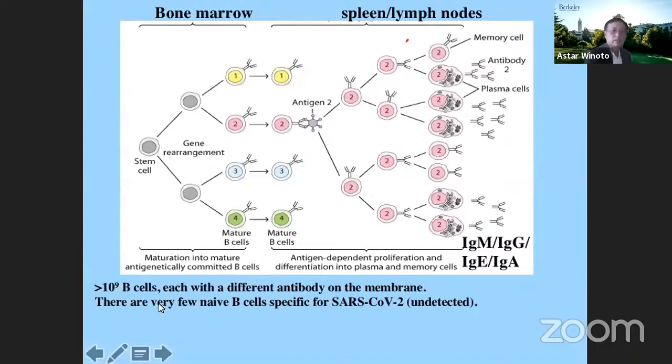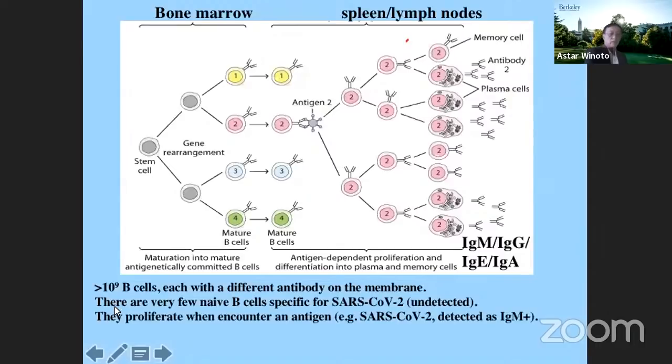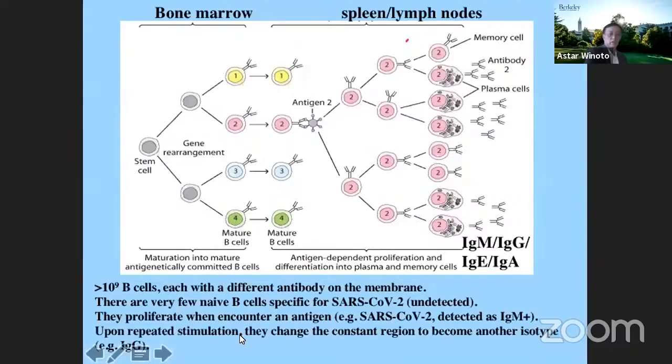So I will say it again over here. There are more than 1 billion B cells, each with a different antibody on the membrane. There are very few naive B cells specific for SARS-CoV-2, so it's undetected, because initially you are not infected. But when you are infected, only the B cells specific for SARS-CoV-2 will proliferate, and then you can detect it as IgM positive, and further, as IgG positive.